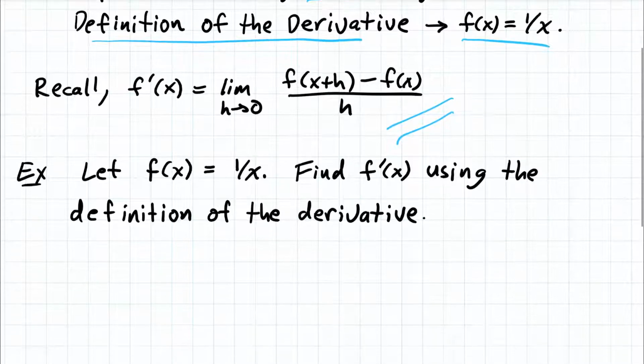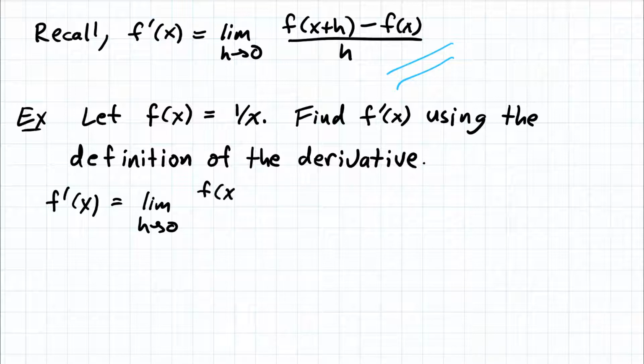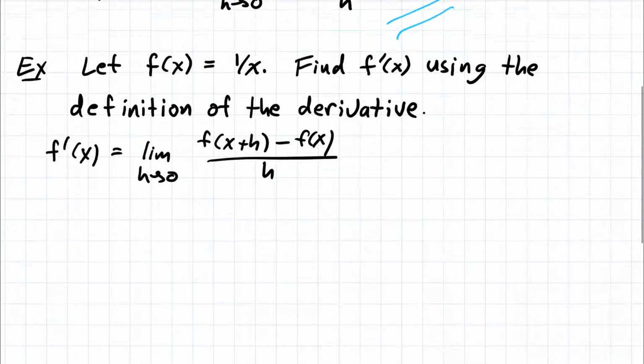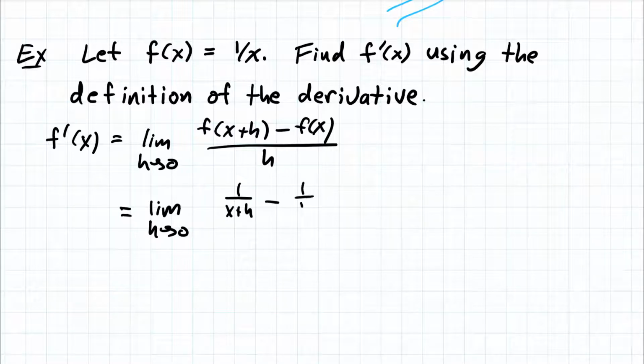Okay, so here we go. f prime at x, by definition, is the limit as h goes to 0 of f of x plus h minus f of x all over h. Now we can use the definition of what f is. So here f is the function 1 over x. So this is 1 over x plus h minus 1 over x all over h.